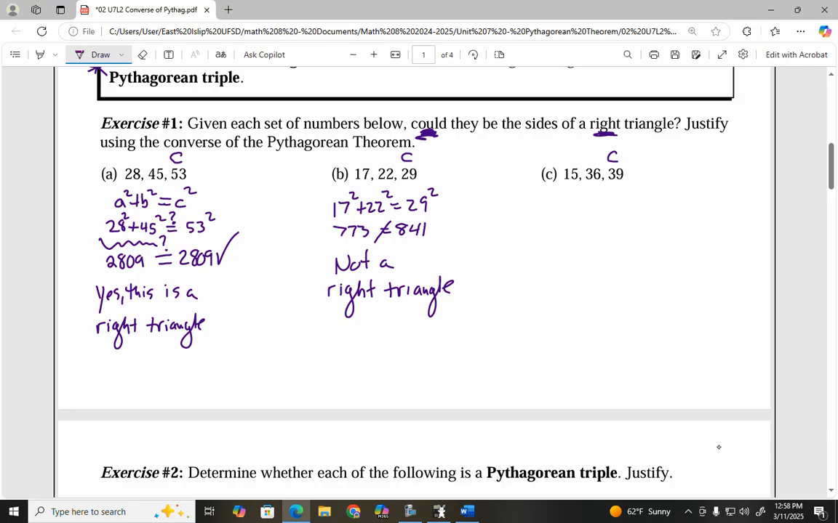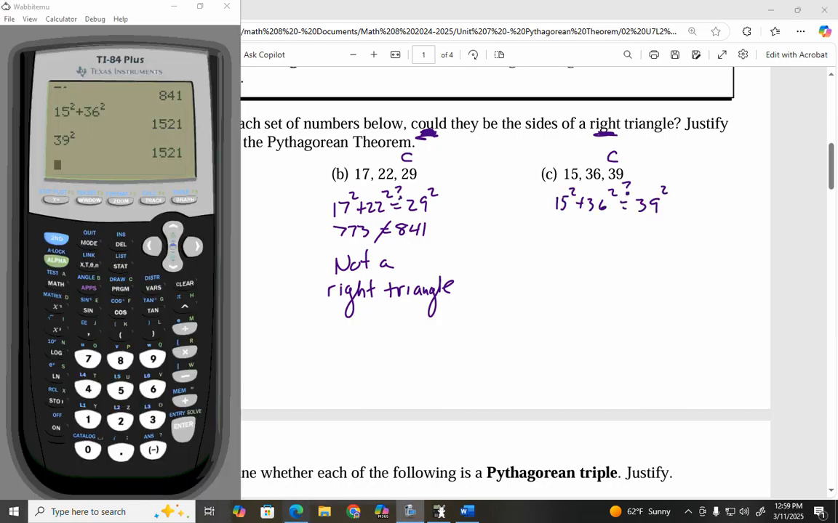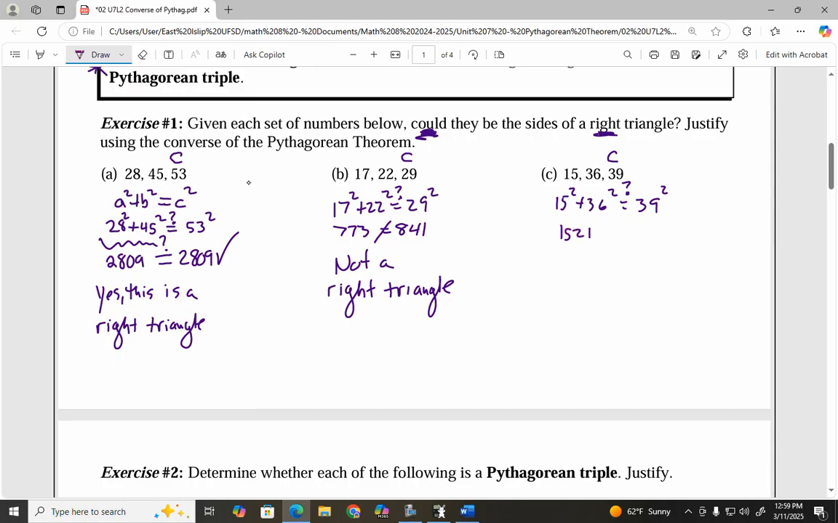Why don't you try C, and then you can check your answers with me. Someone can hit pause while you're doing it. So you can see I wrote down 15 squared plus 36 squared with a question mark. Does it equal 39 squared? And then over here on my calculator, 15 squared plus 36 squared is 1521. And 39 squared is also 1521. So check that it worked out, which means we say yes, this is a right triangle.